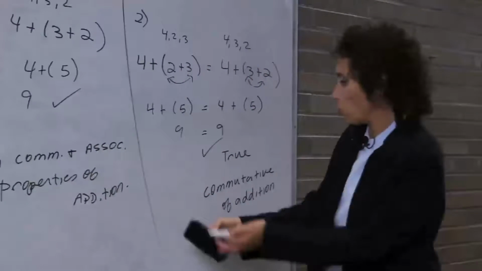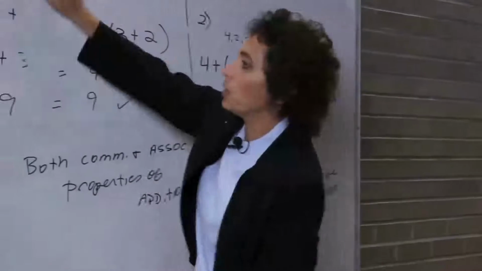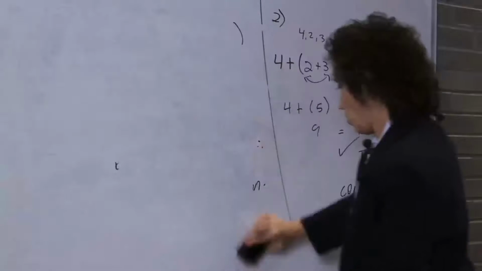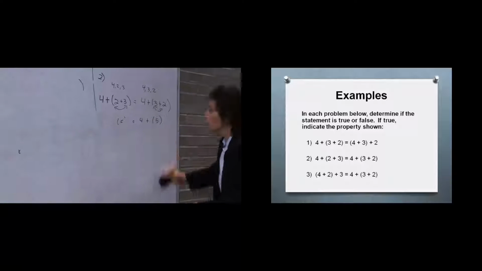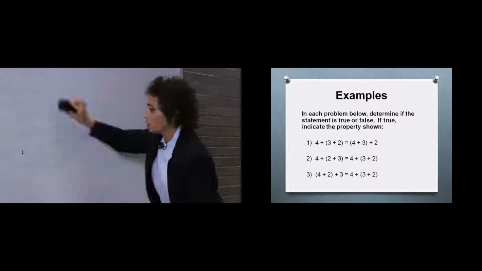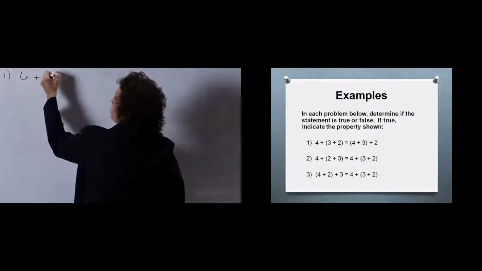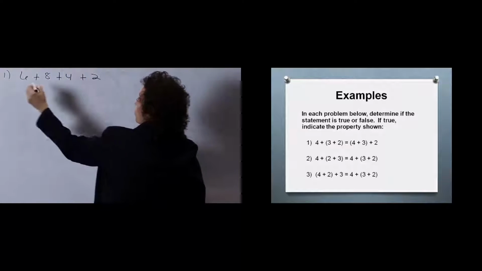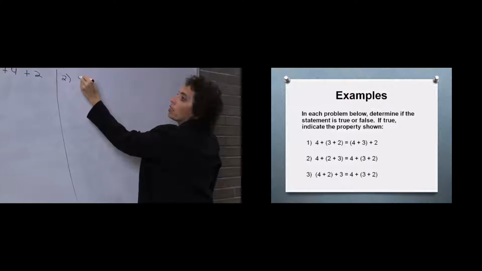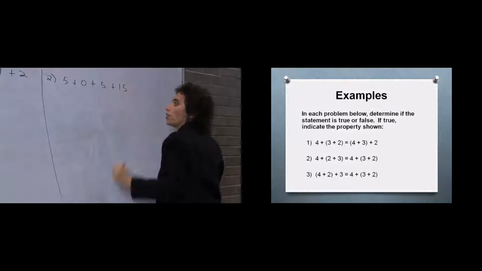Why do we care about this? Why do we care that the commutative property holds or the associative property holds? Well, let's take a look at this next question. And it just says, find the sum. Okay, find the sum again. That means we're adding. So we got 6 plus 8 plus 4 plus 2 is the first one. And for the second one, 5 plus 0 plus 5 plus 15. And there are 2 others.